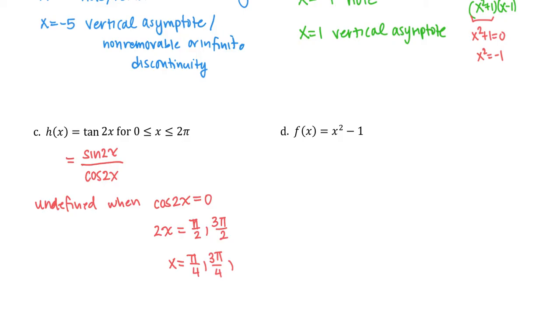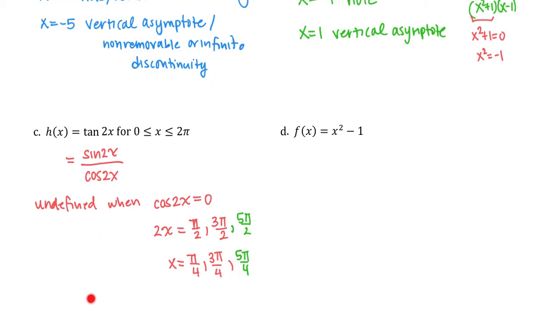But did I get all the asymptotes? No, I didn't. Pi over 2, 3 pi over 2. If I keep going, I could go to 5 pi over 2. Now, why am I listing 5 pi over 2? 5 pi over 2 is greater than 2 pi, but when I divide by 2, this goes down to 5 pi over 4, which is still within 0 to 2 pi.